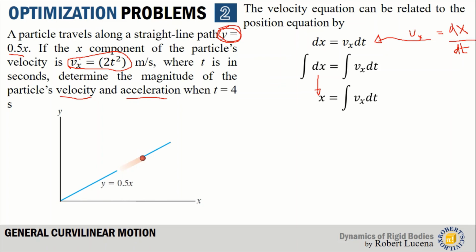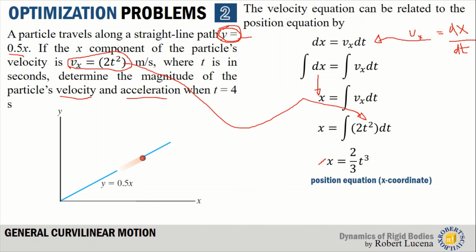But the twist here is that the given is the velocity equation about x. And we could relate vx with x by integrating this equation. So going back to this one, we have x is equal to the integral of vx dt. Now substituting the value of vx equals 2t squared, integrating 2t squared yields 2 over 3 t cubed. Now we have the position equation about x and given the position equation about y.